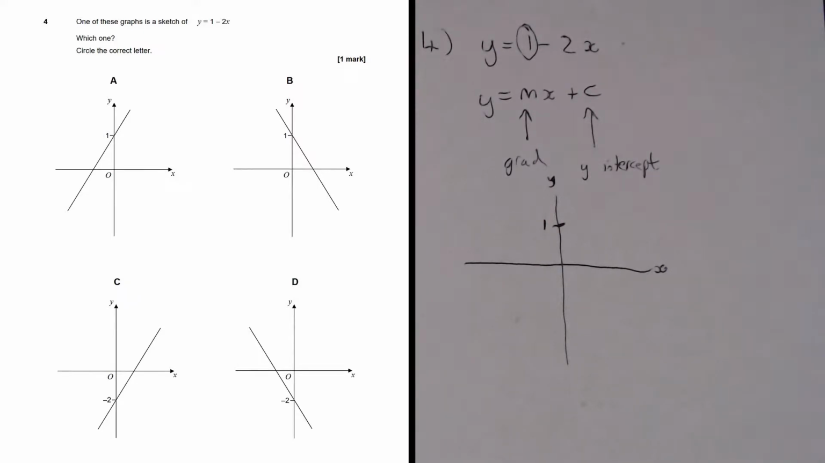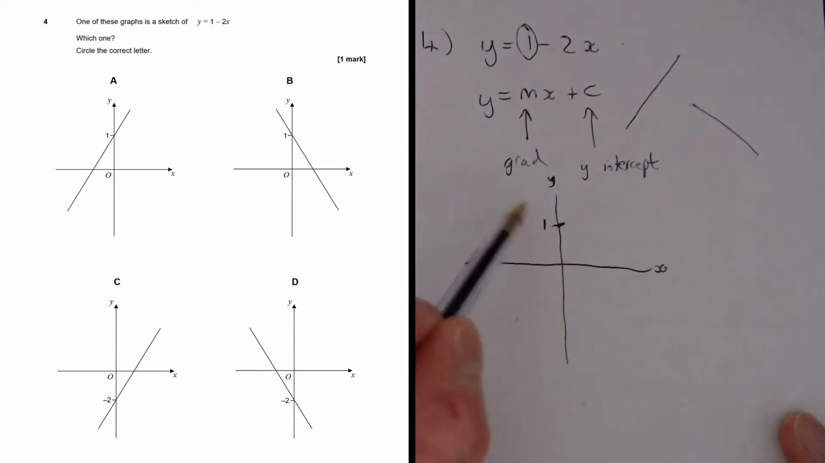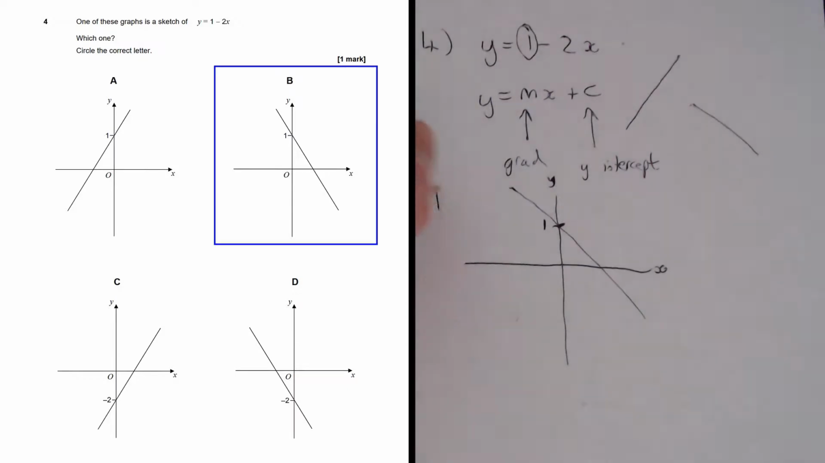So already, we know that it can't be C or D. They both cross the y-axis at minus 2. So the answer is going to be either A or B. Well, what's the next clue we can use? We can see that the gradient here is minus 2. Now, if a straight line has a positive gradient, it's an increasing function. It slopes like that. If it's got a negative sign, it's a decreasing function, and the slope goes that way. So we're after a line that crosses the y-axis at the point 1 and slopes this way. And we can see from the 4 possible options that the answer must be B.